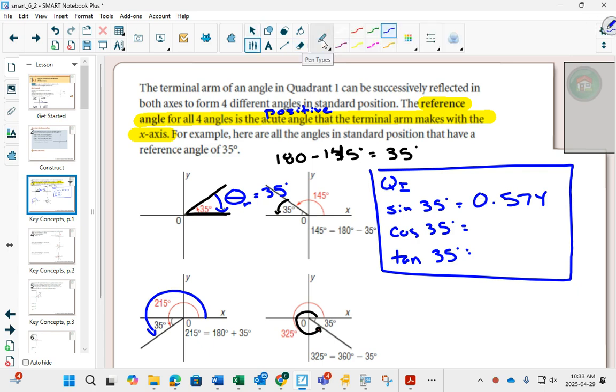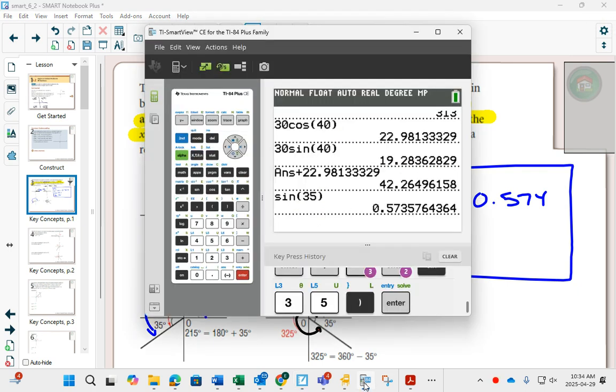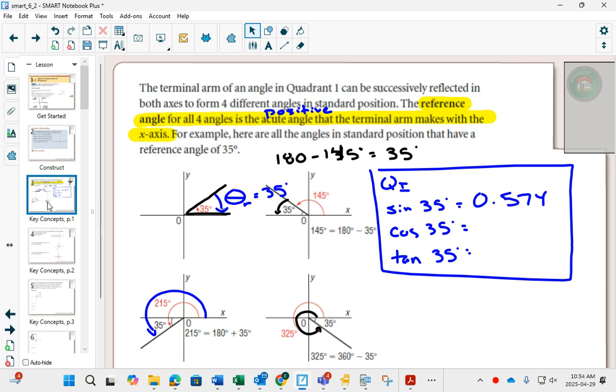To 3 decimals, we're going to go to our calculator. We're going to do cos of 35, and all of these would be possible: 0.819. These are all possible in triangles, right? This is totally possible with SOHCAHTOA at right angle triangles, 35 degrees. And tan of 35.